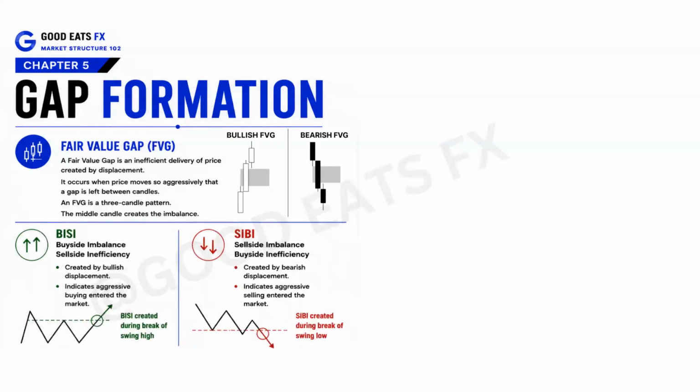So I want to talk about BISIs and SIBIs. So we identified how a gap is formed. Now I want to give context. What makes it a buy-side imbalance, sell-side inefficiency, a BISI, it's created by bullish displacement. So BISI isn't just a bullish fair value gap, and SIBI isn't just a bearish fair value gap. So think of BISIs and SIBIs as displacement gaps because they're trading above or below a swing point.